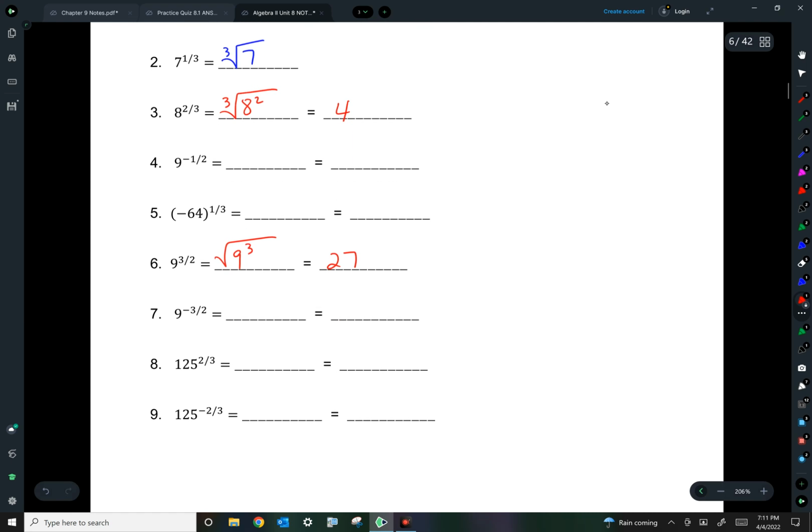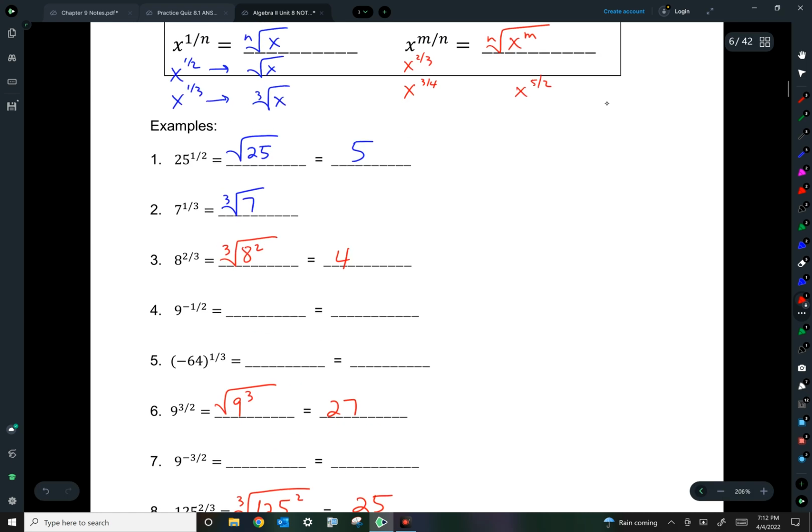Okay, skip down to number 8. So the 2/3, the denominator is 3, so it's the cube root, and then the 2 is the numerator, so 125 squared. Do the root part first. So the cube root of 125 is 5, and then if I square that, I get 25.